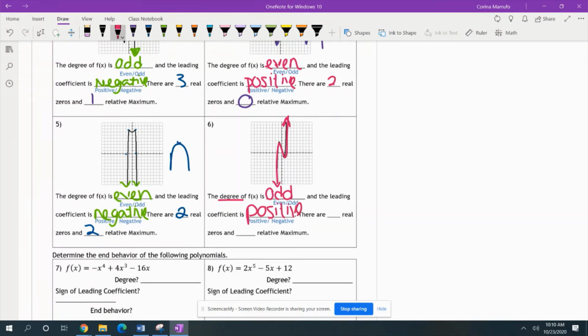There are blank real zeros. So how many times does it cross the x-axis? It crosses 1, 2, and 3 times. So there are 3 real zeros. And how many relative maximums? Remember, we're looking for a little peak, a little top of the hill. So the little peak here is only one. We have 1 relative max.